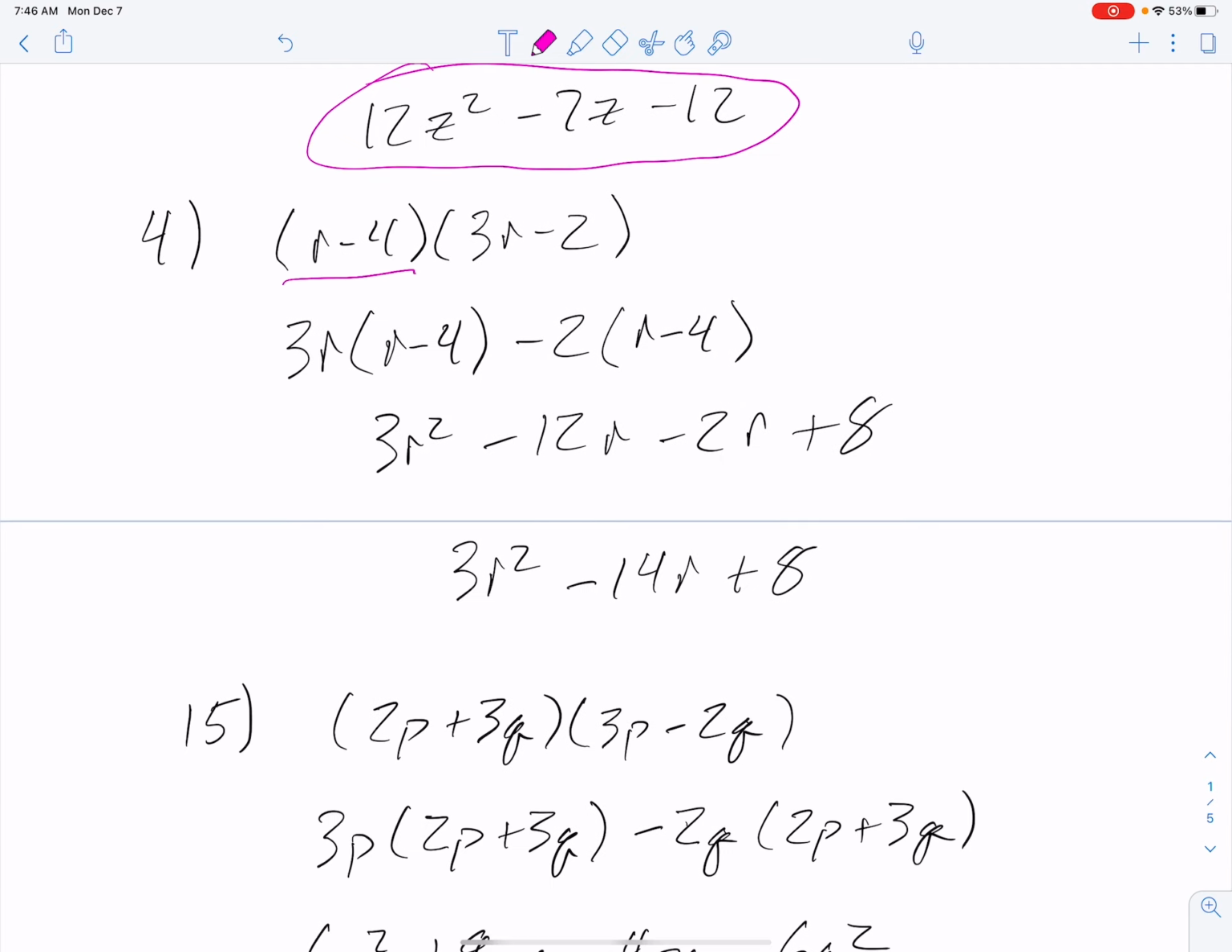So again, r minus 4 is being distributed to 3r minus 2. Be careful distributing that negative 2. Make sure you end up with the positive 8.